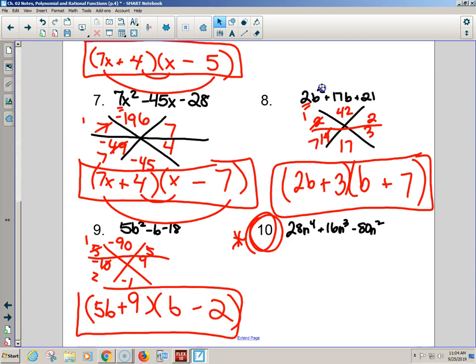Grouping method. For actually all of them, do you see how I still want to get my GCF out first? So in number 10, I look at all those terms and I say, there's a shared 4, there's a shared n squared. Pull that out. And what's super important for all of these is that you don't forget about him. When you pull out the GCF, he needs to be in the answers.